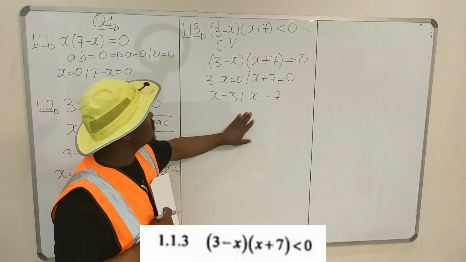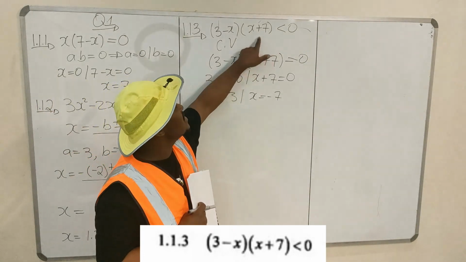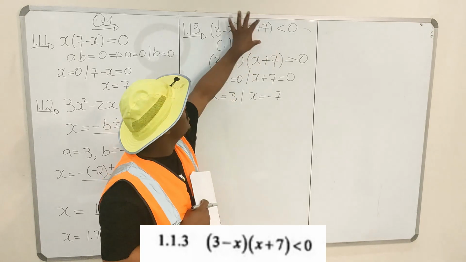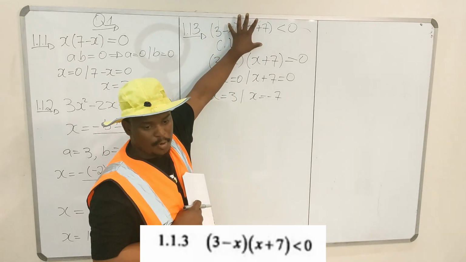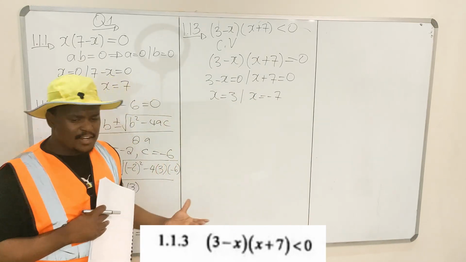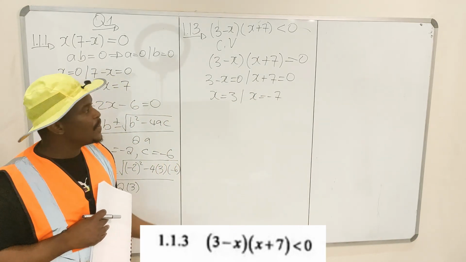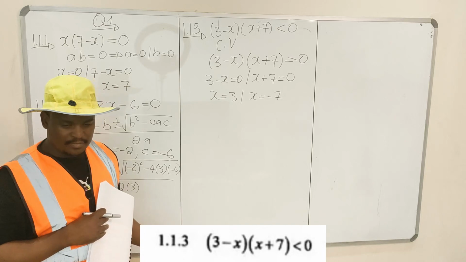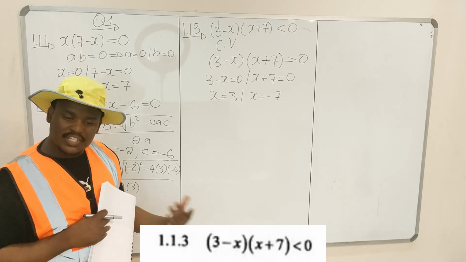So we want the solutions, the x values, where this thing is less than 0. This thing here is our graph, which is the parabola. Are you happy with it? But what we don't know is the sign of this parabola. Is this parabola positive or negative? Are you guys following? That's what we don't know.